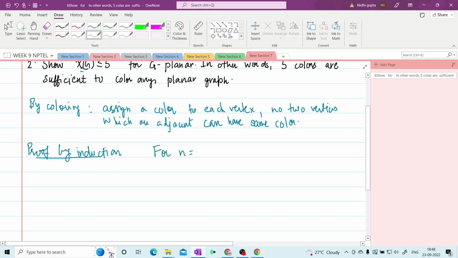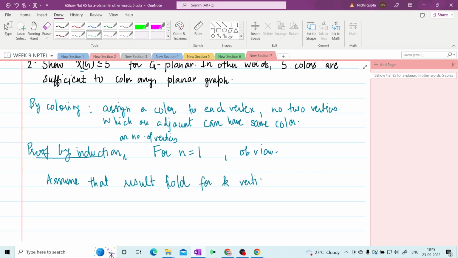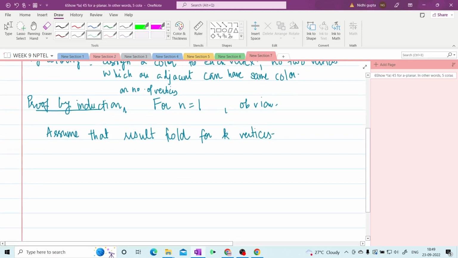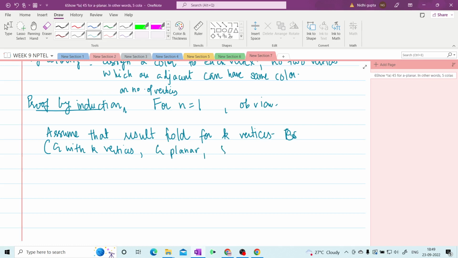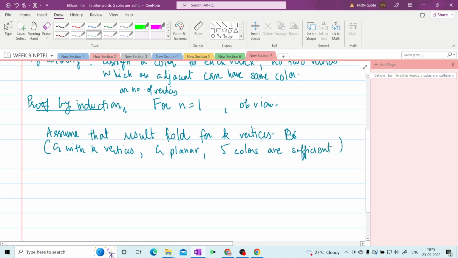So for n equal to 1, it is obvious. Proof by induction on the number of vertices. Assume that the result holds for k vertices, that is, for G planar with k vertices, 5 colors are sufficient. Now we prove it for k plus 1 vertices.